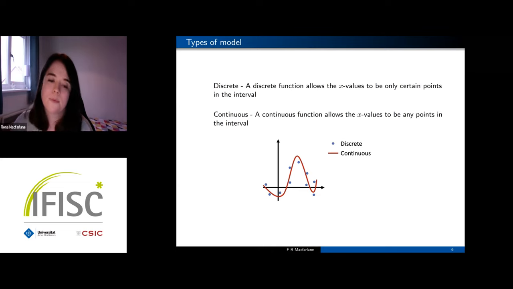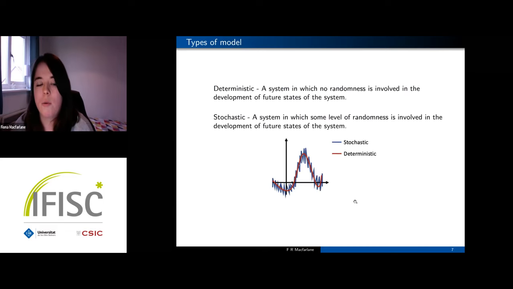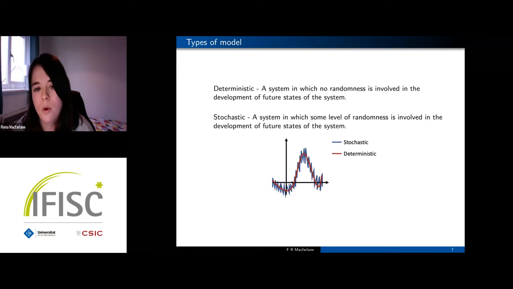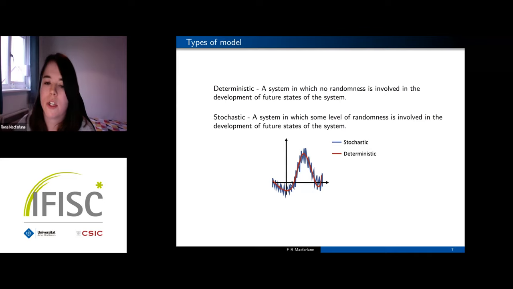So as well as deciding if we want to look at discrete or continuous models, we need to think whether we want to look at deterministic or stochastic models. And for the context of today's talk, deterministic is going to represent models where there's no randomness. And if you put in the same input into a deterministic model, you will always get the exact same output. Whereas the stochastic model allows for some level of randomness. So if we run the simulation more than once, for example, we might get slightly different results.